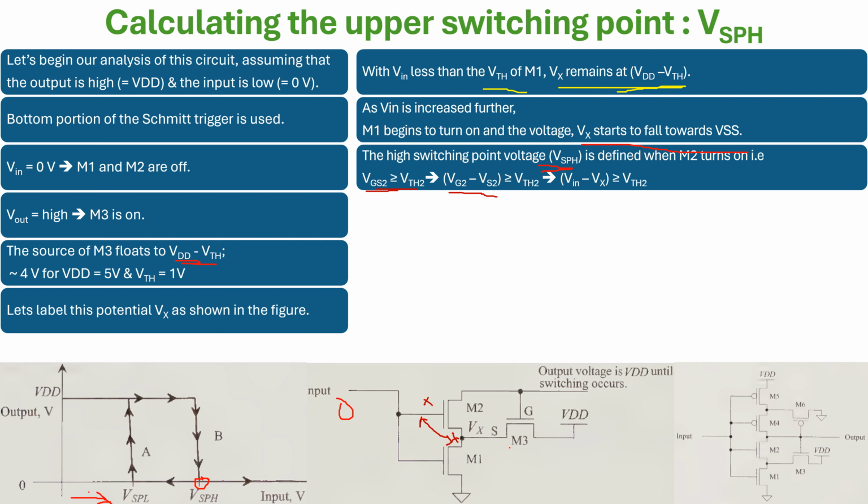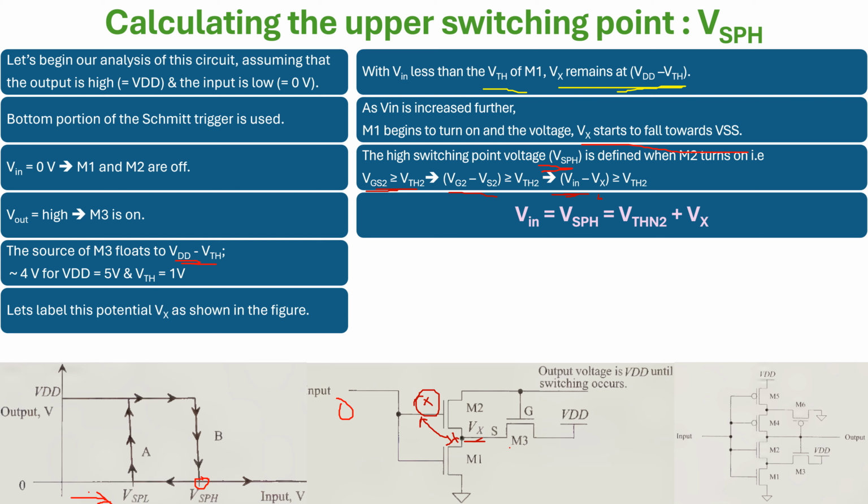Okay. And then what is VG2? VG2 is nothing but the Vin voltage, so I'm replacing it with Vin. And what is VS2? It's nothing but the Vx node, so I'm replacing it with the Vx node. So Vin minus Vx should be greater than or equal to VTH2 for M2 to turn on.